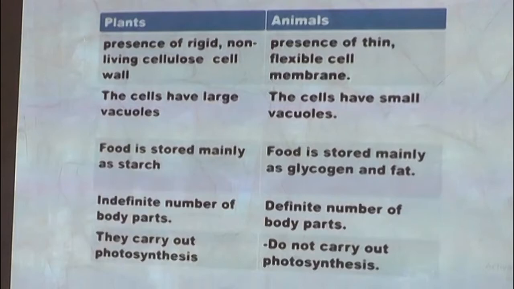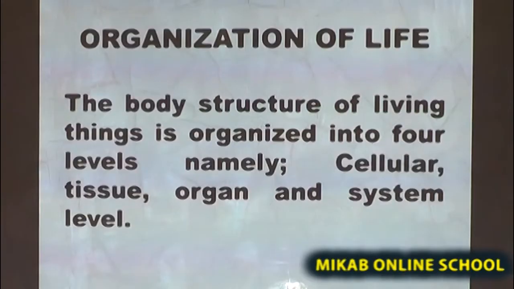Then, the body parts of plants are indefinite. That is, the number of branches, the number of leaves, the number of fruits they are going to produce are not definite. So we cannot determine that. But in the case of animals, the number of hands that an animal should have is definite. Like in the case of a human as an animal, we must have 2 hands, 2 legs, and all like that. Then, plants also have the ability to carry out photosynthesis. But animals do not have the ability to carry out photosynthesis.